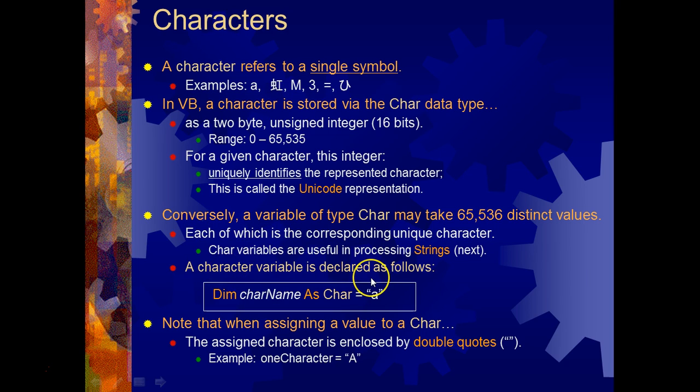A character variable is declared as follows. So this is how you declare it. Dim, the character name, as Char. And you can also set a value to it if you want. Note that when assigning a value to a Char, the assigned character is enclosed in double quotes. So in Visual Basic, you have to put double quotes around it. You could do something like this.